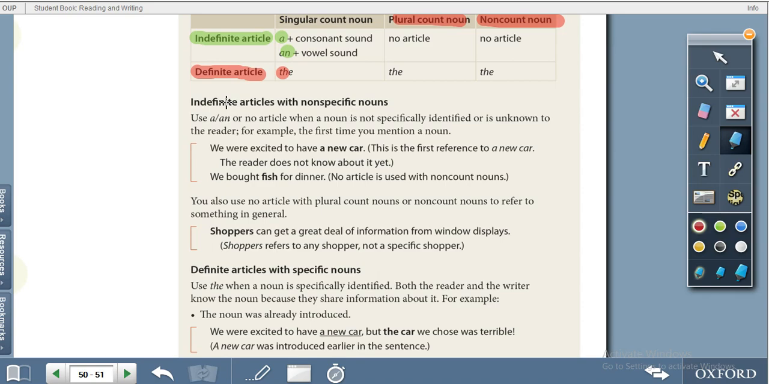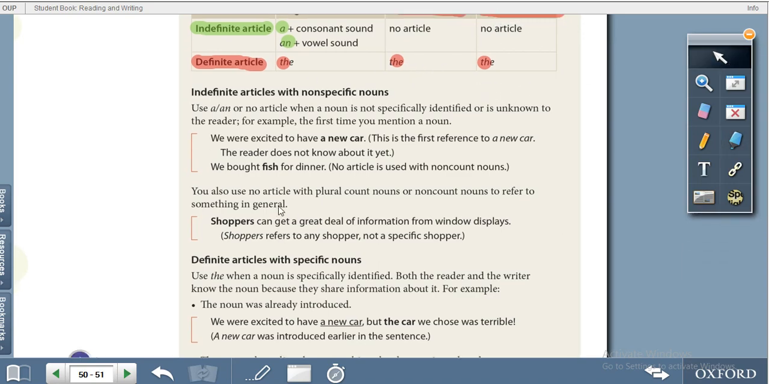Then we have definite article. You know what is definite article? Definite article is the word the, it is used with singular count nouns. We can use it with plural nouns, and we can use it with non-count nouns. We can use that, but it has some specific uses.